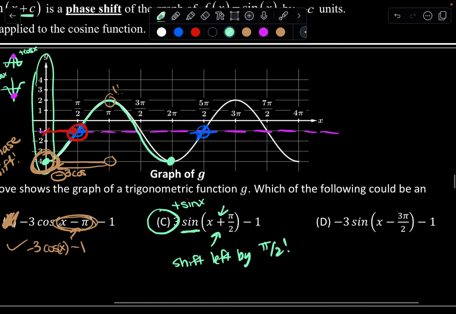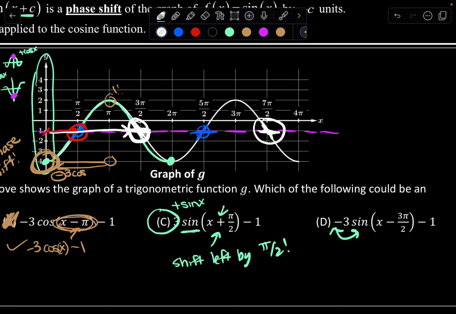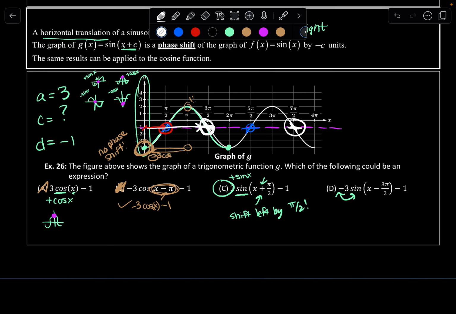For D, the negative and the sine, you would want to use this event here. So when the curve is decreasing through the midline, and then you would see how far that shifted off of the y-axis.